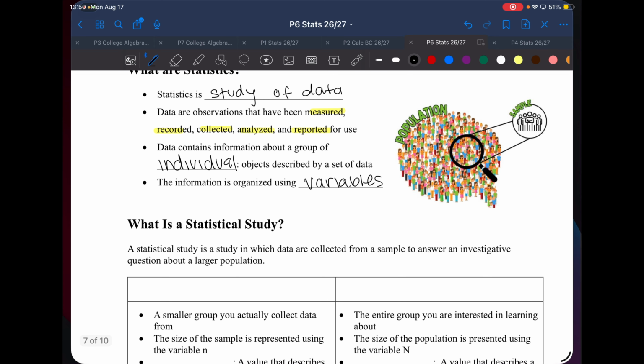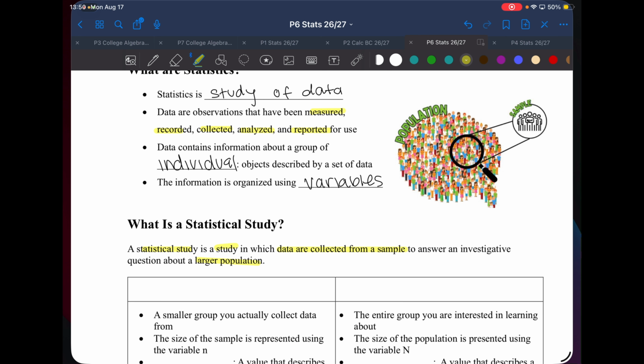So it says, what is a statistical study? A statistical study is a study in which data are collected from a sample to answer an investigative question about a larger population. So when you do a study, it is not easy to get a representation of every single individual in the population.